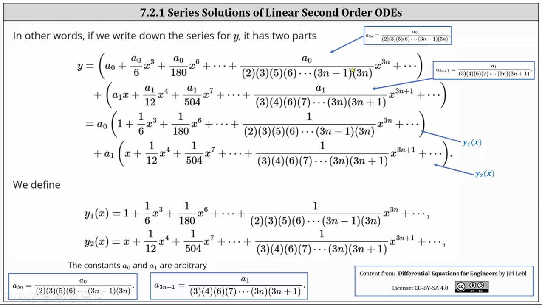So we have y equals, first using the formula for the coefficients of a sub 3n. When n is 0, we have a sub 0, plus, when n is 1, we have a sub 0 divided by 6 times x cubed. When n is 2, we have a sub 0 divided by 180 times x to the 6th, and then plus dot, dot, dot, using our formula. And then plus, using the formula for a sub 3n plus 1, we have a sub 1 x plus a sub 1 divided by 12 x to the 4th, plus a sub 1 divided by 504 x to the 7th, plus dot, dot, dot.